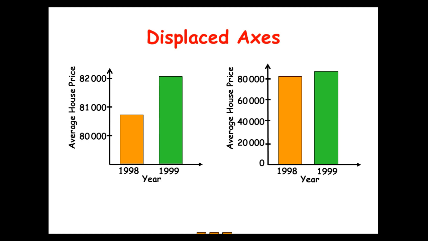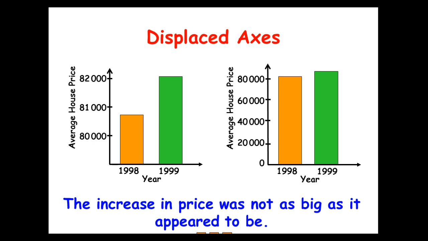But in saying that, you can use a displaced axis to highlight a difference if there's a way you want to use your graph to persuade people. So companies, advertisers, businesses, when you're completing your presentation, you can use a displaced axis to emphasize differences, to push your point. But as a reader of graphs, you need to be careful that this is what the author is doing. So the increase in price was not as big as it appeared to be.